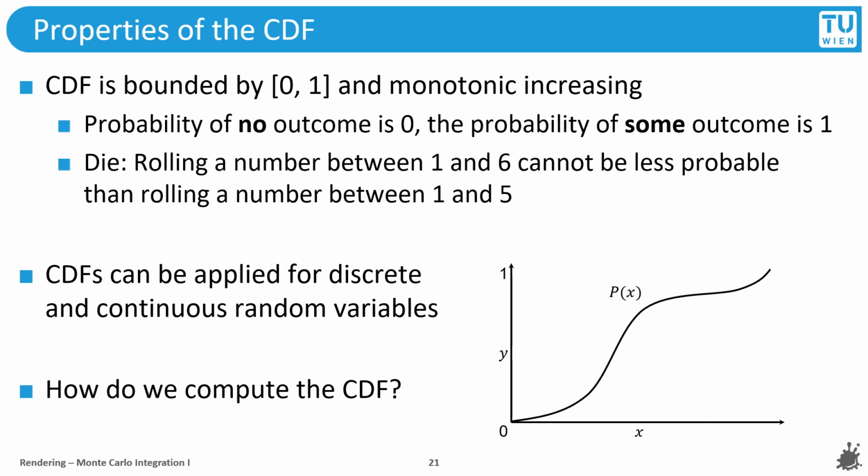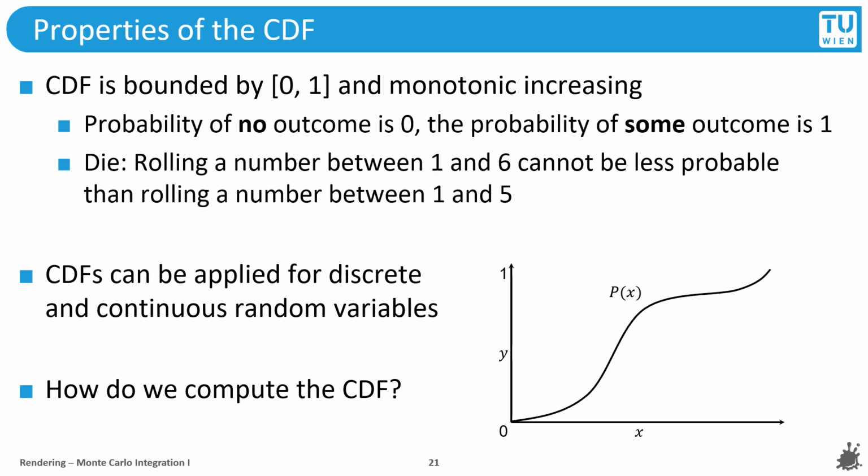There are certain properties of the CDF, certain restrictions that it needs to adhere to. The CDF is bounded by 0 from below and 1 from above, and monotonic increasing. And there are intuitive explanations for both of these restrictions. The probability of no outcome is 0, because if we draw from a random variable, we must get an outcome. And the probability of some outcome occurring is 100%.